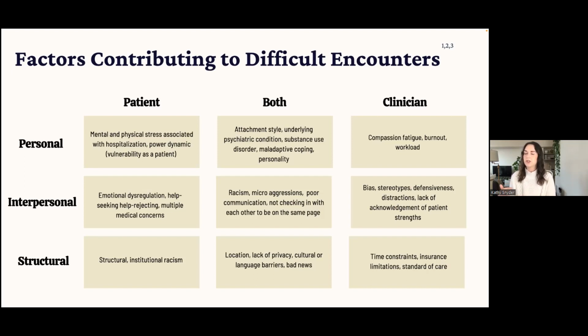On the other side, the clinician, we're more prone to be dealing with compassion fatigue. And so just general exhaustion, burnout, our workload is really high. The hours residents work can be quite insane. And so that's going to apply more to us.